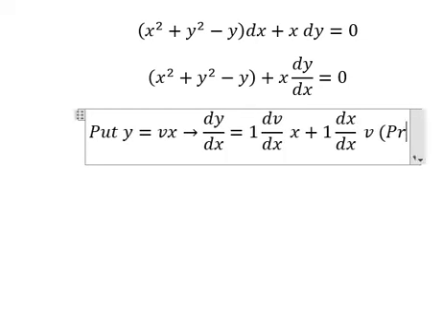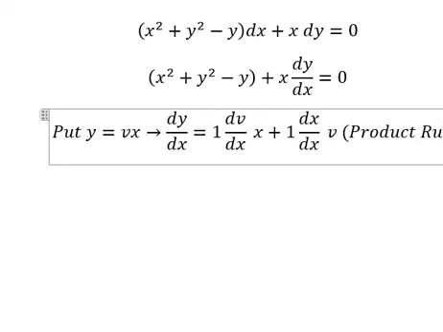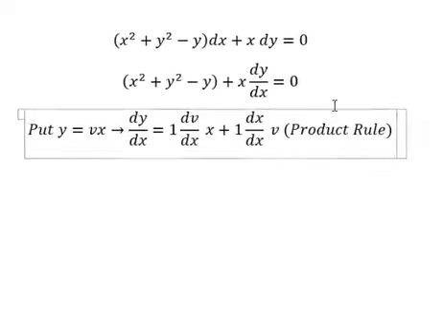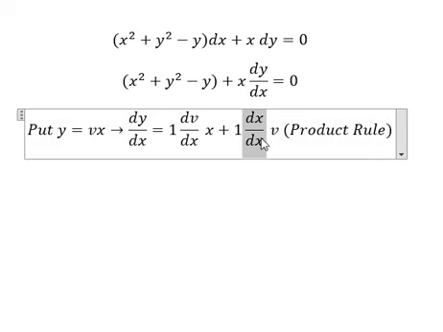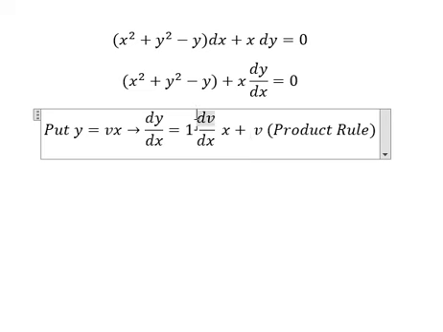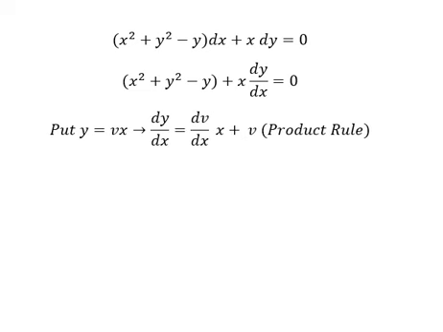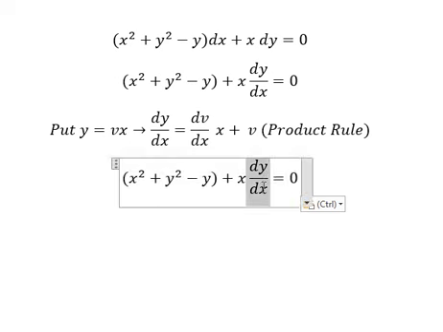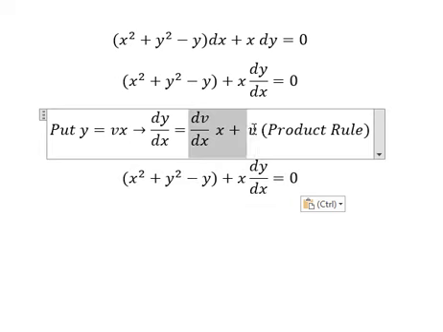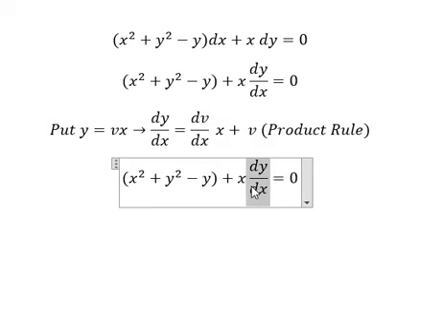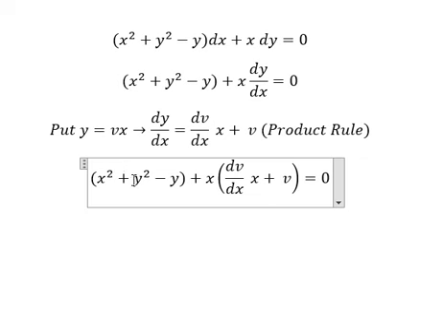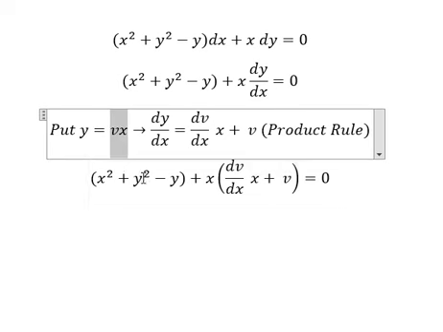And this is about the product rule of derivative. This one we simplify, and we have 1, and we have 1. So this one we change for this one. y we change for vx.